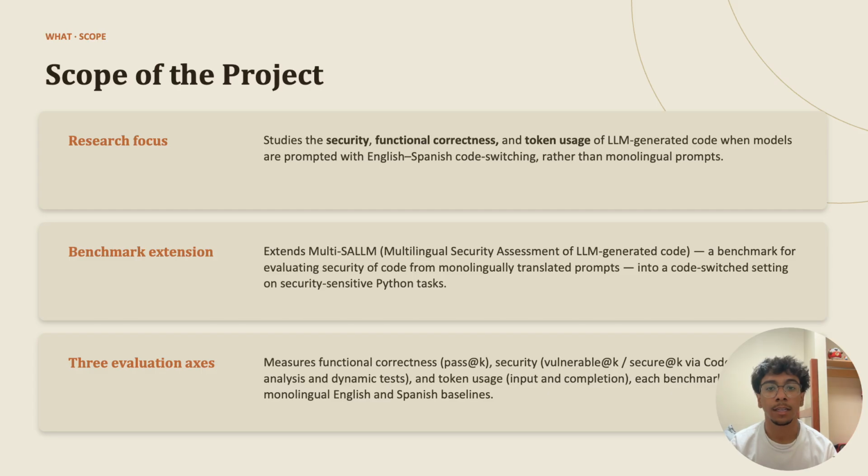To do this, I extend Multisam, an existing multilingual security benchmark that until now tested only one language per prompt, and I will move it into a code switch setting on security sensitive Python tasks. More concretely, I will be measuring functional correctness with pass at k, security with vulnerable at k and secure at k using CodeQL static analysis plus some dynamic testing. And for token usage, we'll be measuring input and output. Everything is benchmarked head to head against the two monolingual baselines, so any differences we see can be attributed to the mixing itself rather than to the task or the language.